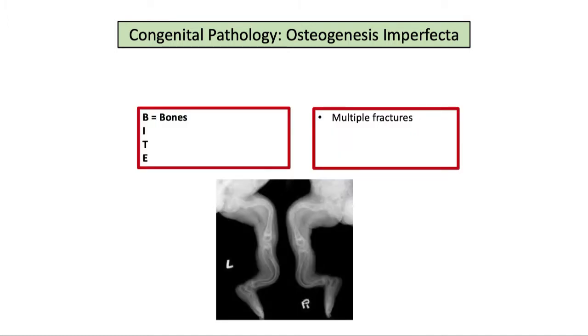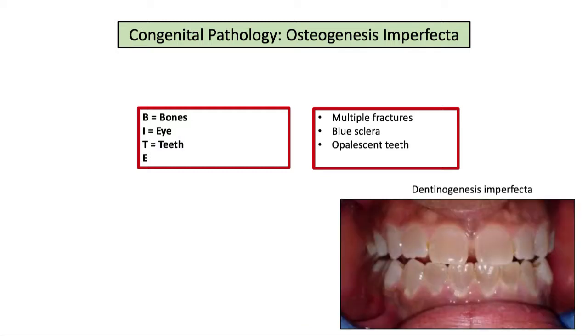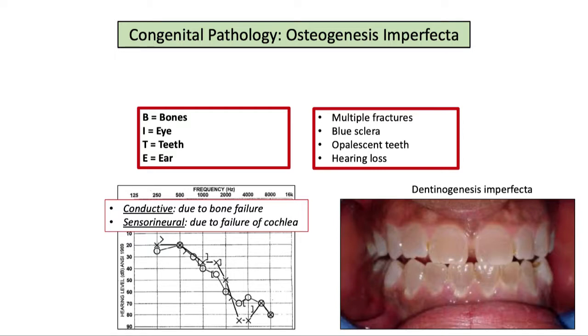B is for bones, as people with OI have brittle bones and are prone to multiple fractures. I is for eye, as patients with OI have a characteristic blue sclera representing visible choroidal veins. T is for teeth, as patients with osteogenesis imperfecta have dental imperfections, specifically opalescent teeth that wear easily due to lack of dentin. This is referred to as dentinogenesis imperfecta. E is for ear, because patients with OI often have hearing loss on either a conductive or sensorineural basis. So remember, patients with OI can't bite. Bones, eye, teeth, and hearing.